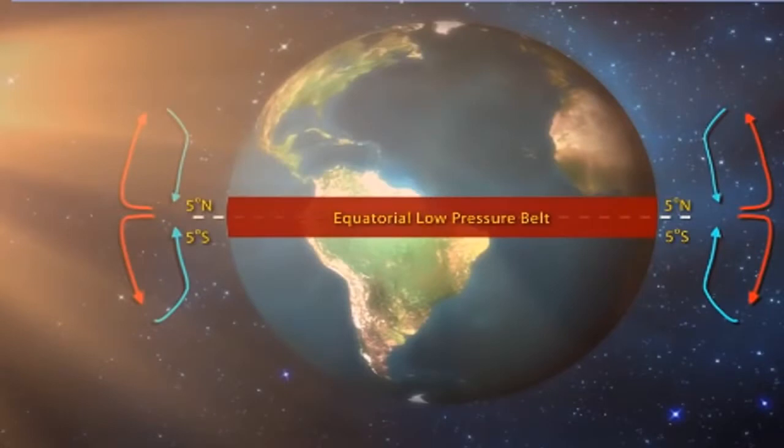The first pressure belt is the equatorial low pressure belt that extends up to 5 degrees north and south of the equator. Being the equator region, it receives direct sun rays and thus the area here is warm. This hot air expands, becomes light and rises. Hence, it creates a belt of low pressure. This is the region of calm air with very little wind and therefore it is also known as the doldrums.